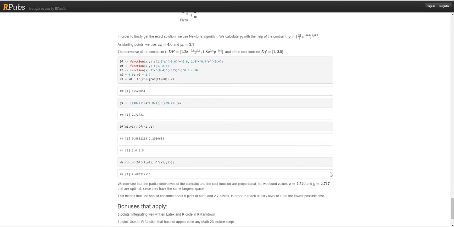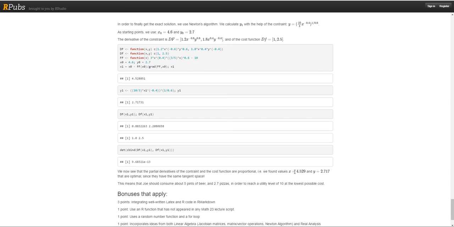We make sure that this actually is an optimal point by calculating the ratio of the partial derivatives, namely of the constraint and the cost function, and see that they are proportional, since this value is very close to 0. So we see that Joe should consume 4.5 beers and 2.7 pizzas.